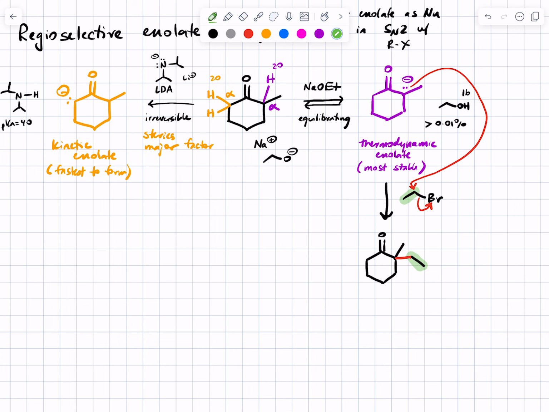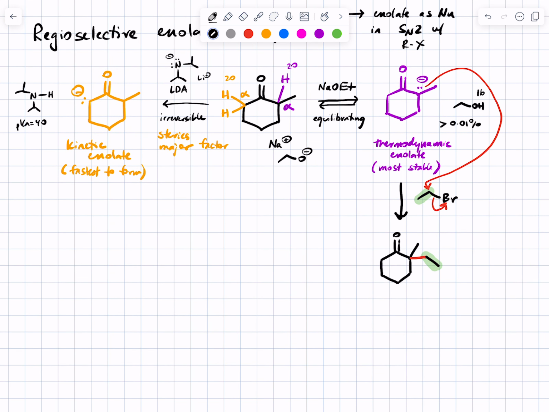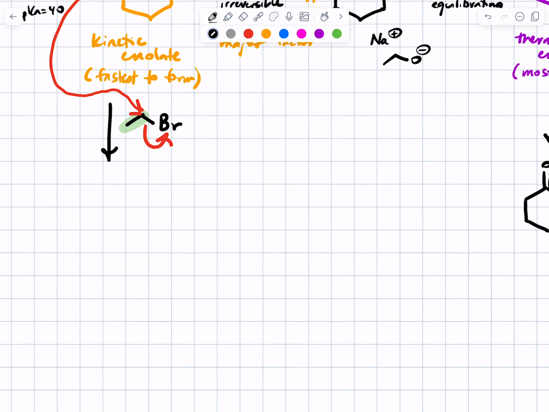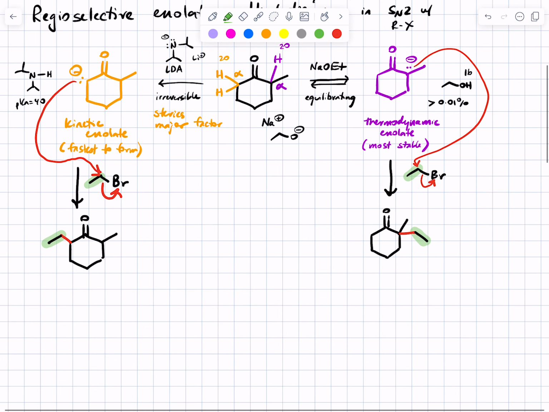So we'll refer back to that in a little bit. In contrast, you can imagine doing the same reaction with the same alkyl halide, except with the kinetic, or faster to form, enolate. Electrons on the orange alpha carbon would attack the antibonding orbital, breaking the carbon-bromide bond, and you would get this product where the new bond is not on the same carbon as the methyl group, but on the other carbon. In other words, your electrophile ends up here.